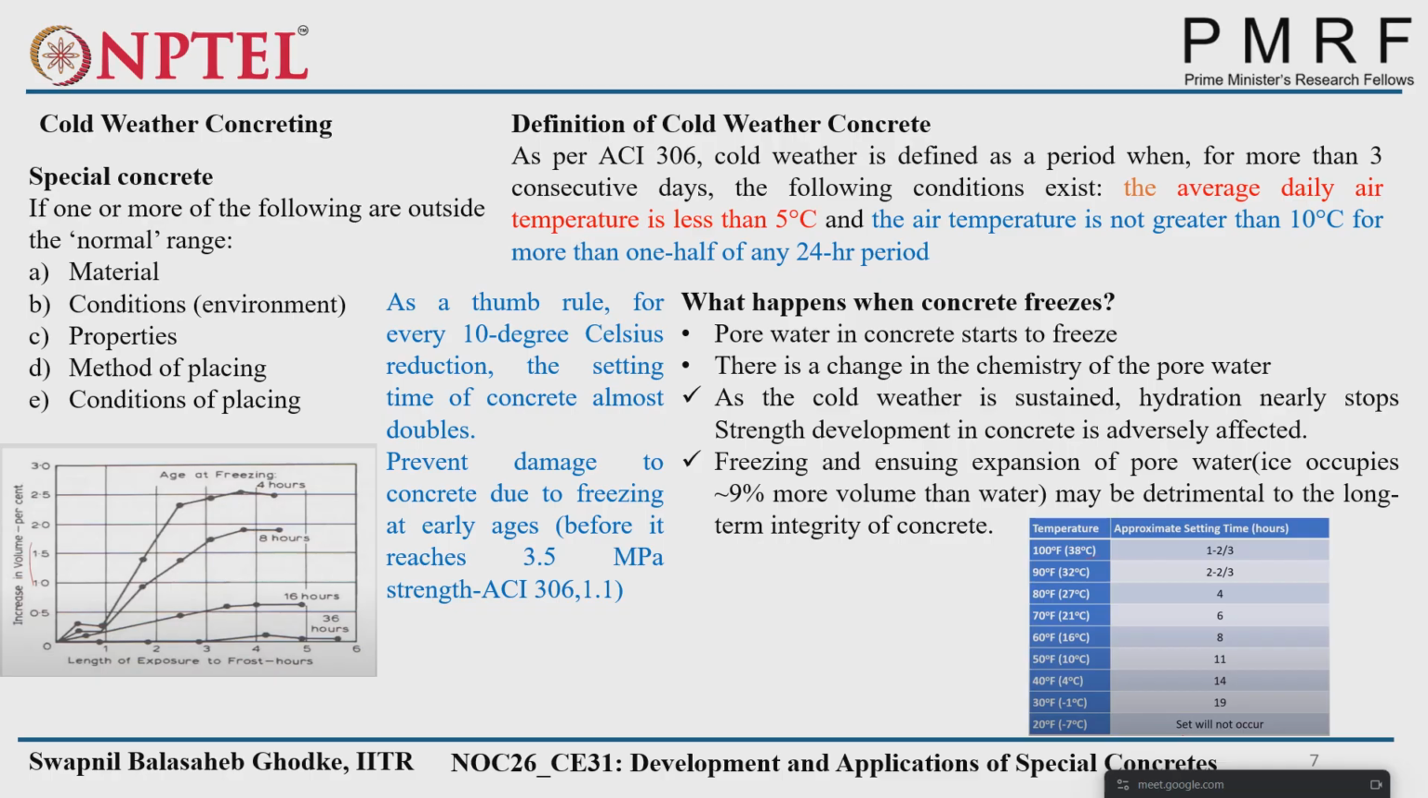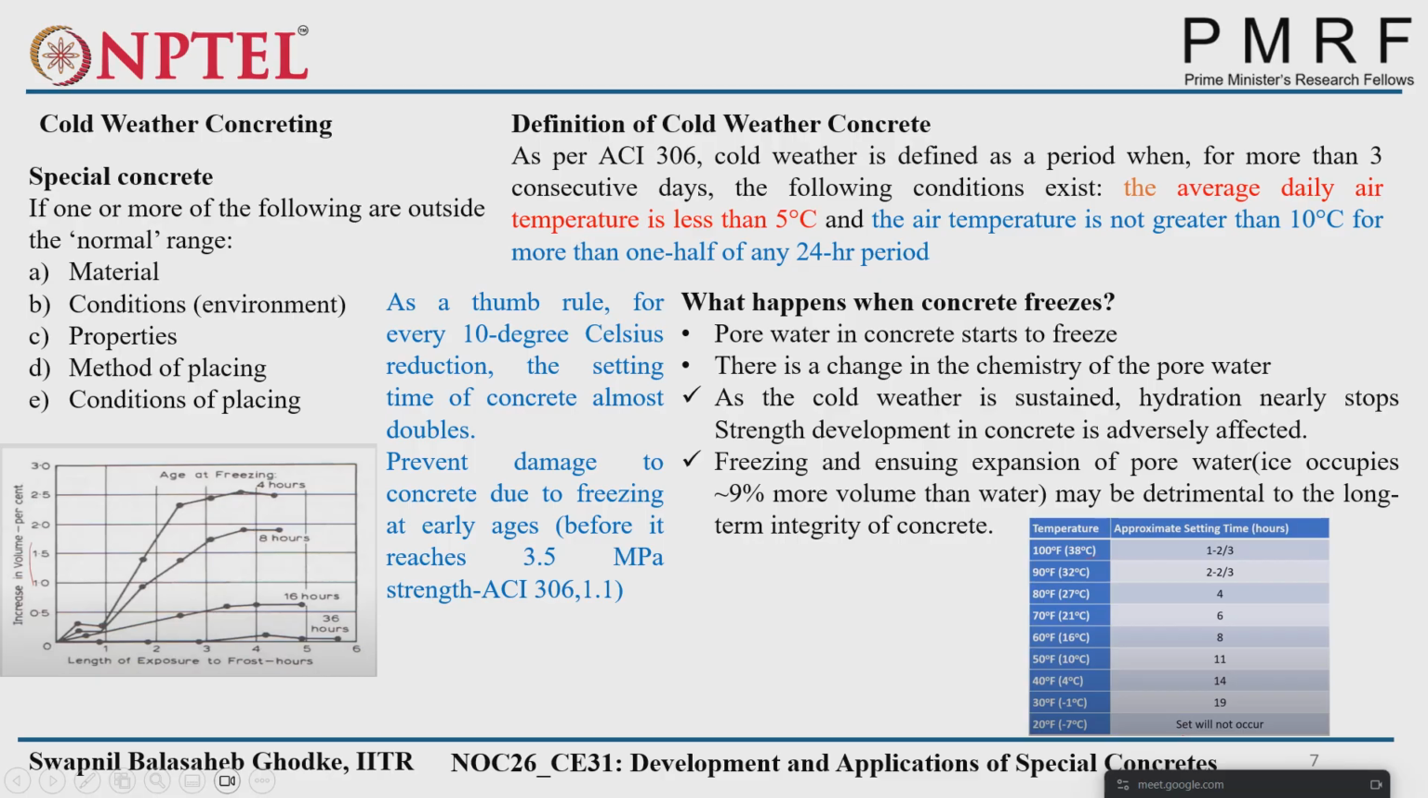Suppose we have a 20-degree temperature and we are getting a setting time of, suppose, 1 hour. And if temperature goes down by 10 degrees Celsius, from 20 to 10, then according to the normal thumb rule, we'll get double the setting time. So how much will it be? 1, 2, it becomes 2 hours. So this is the thumb rule you can remember.